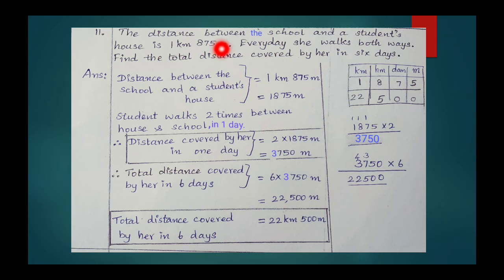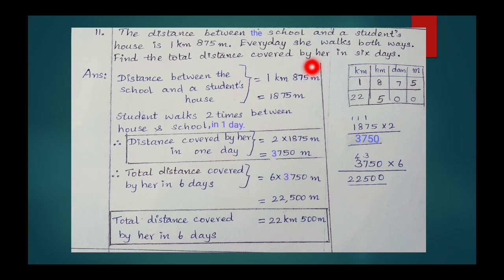The distance between the school and a student's house is 1 kilometer 875 meter. So the student walks 1 kilometer 875 meter from school to house and house to school. Every day she walks both ways, so she travels 2 times between school and house. Find the total distance covered by her in 6 days. For this, we have to find the total distance covered by her in 1 day first.